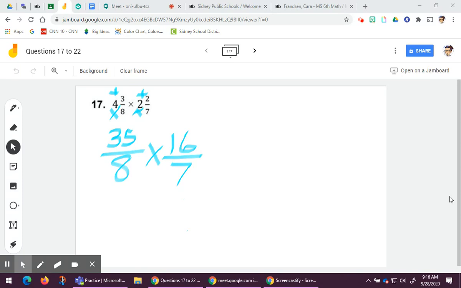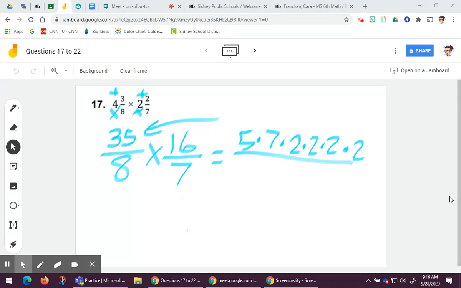Now, here's where we could simplify before we multiply, right? Because we know all about prime factors, don't we? We know a 35 is really 5 times 7. That's the prime factorization of 35. And we know the prime factorization of 16 is 4 2's. Multiply 4 2's together, you're always going to get a 16. The prime factorization for an 8 is 3 2's, 2 times 2 times 2. And the prime factorization for a 7 is just a 7.